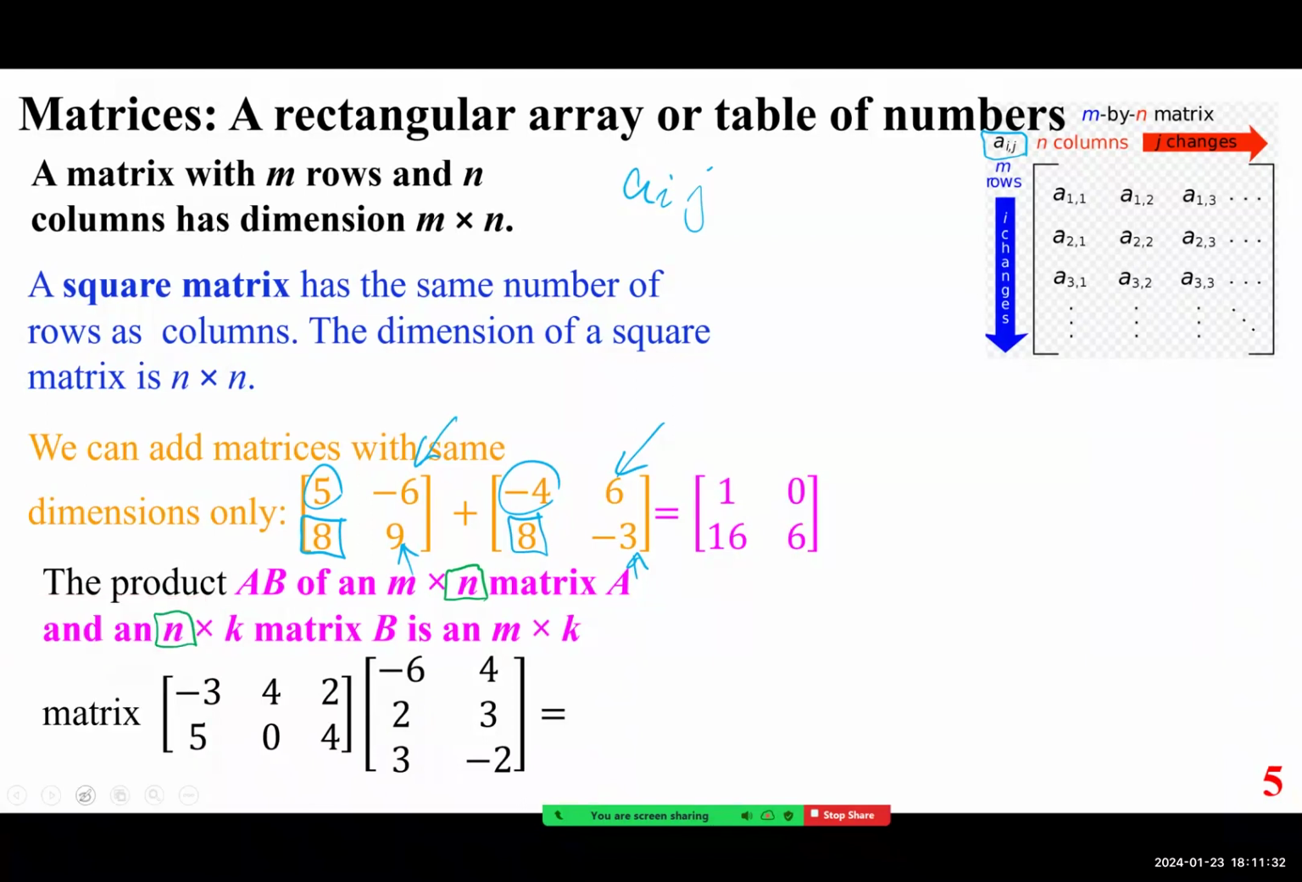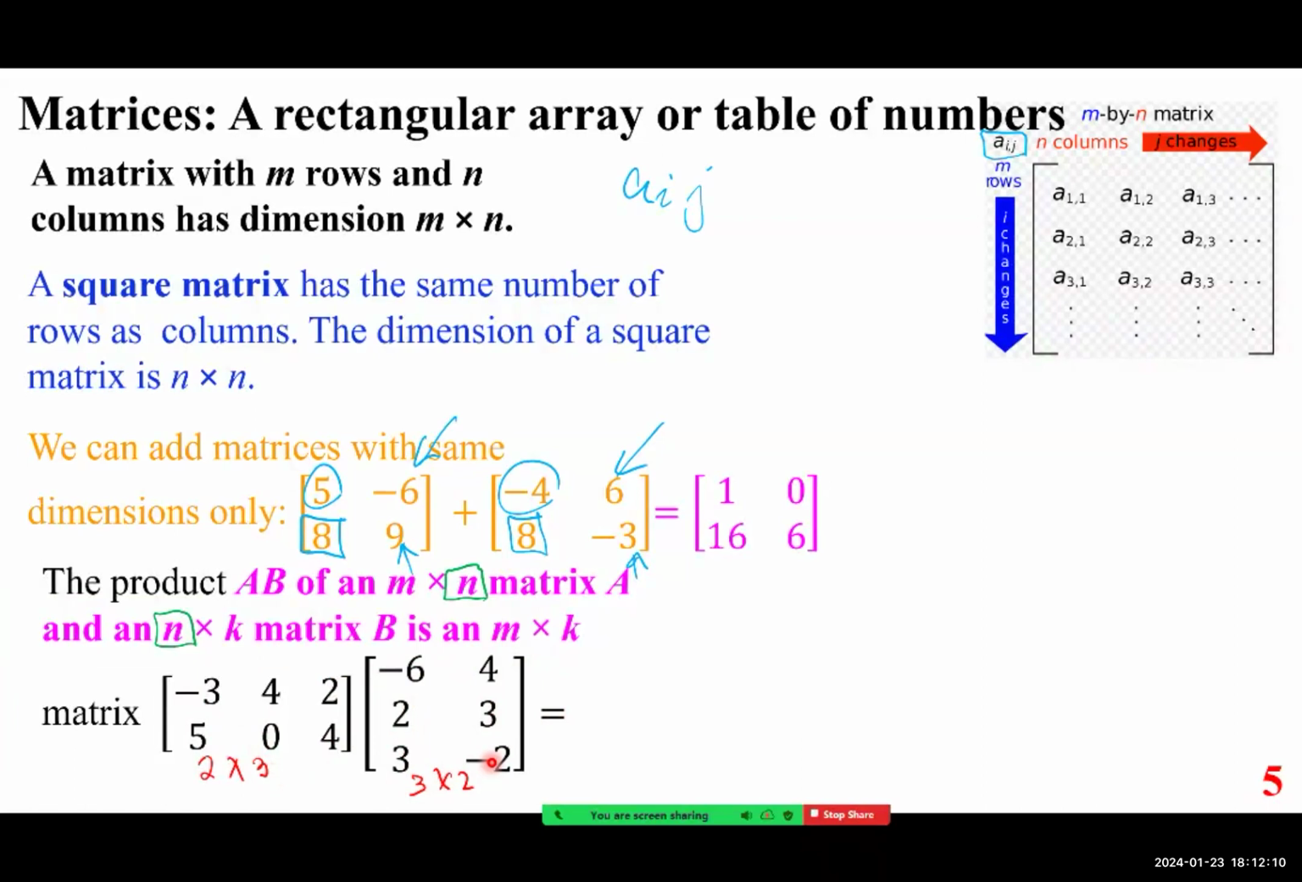So this one has 2 rows and 3 columns. We call it 2 by 3. And this one has 3 rows and 2 columns. We call them 3 by 2. So again, go back here. 1 row, 2 rows, 1, 2, 3 columns. This one, 1, 2, 3 rows, 1, 2 columns.